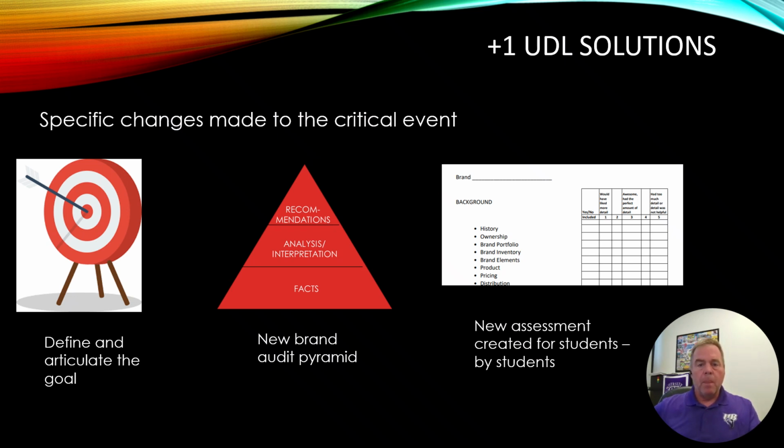Third is a new assessment created for the students and edited by the students so that they have a better understanding of what is expected and also what will be evaluated. They also use this evaluation tool for each other during their final brand presentation. Next semester, we'll use this to evaluate each brand audit element during the semester before we get to the final brand audit presentation.